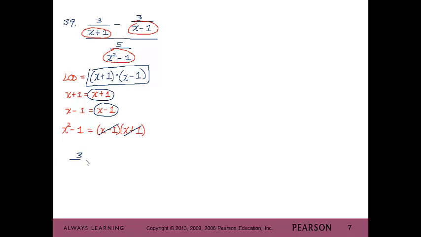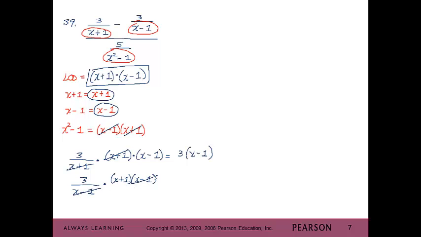So 3 over x plus 1 times x plus 1 times x minus 1. The x plus 1's cancel, and we're left with 3 times x minus 1. And then we're going to do 3 over x minus 1 times x plus 1, x minus 1. The x minus 1's cancel out, and we're left with 3 times x plus 1.